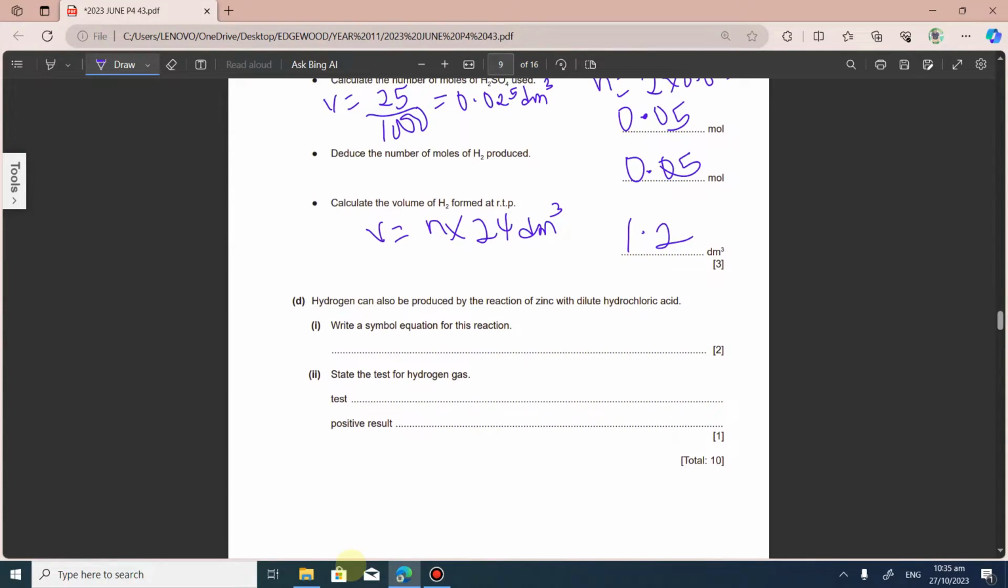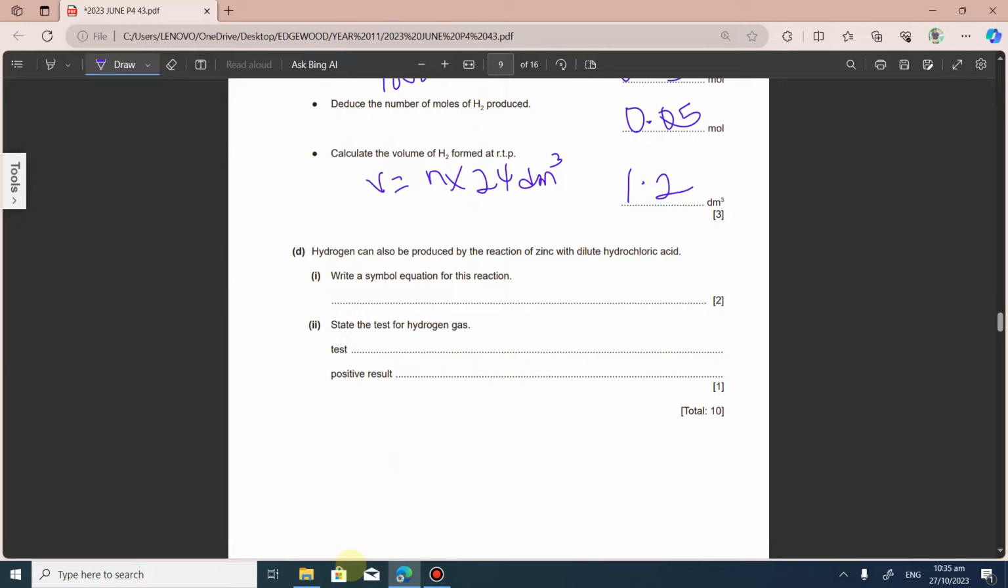Now, moving forward, hydrogen can be produced by the reaction of zinc with dilute hydrochloric acid. So write a simple equation for this reaction. Zinc solid, of course, plus hydrochloric acid, that will be aqueous because it's diluted. So we have the zinc chloride, which is aqueous, plus hydrogen, of course, it has to be a gas. So 1 zinc, 1 zinc. What we just need to do is to put a 2 here, and then everything is balanced.